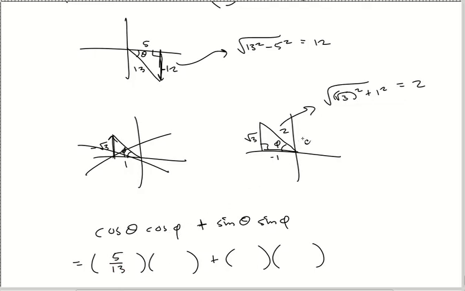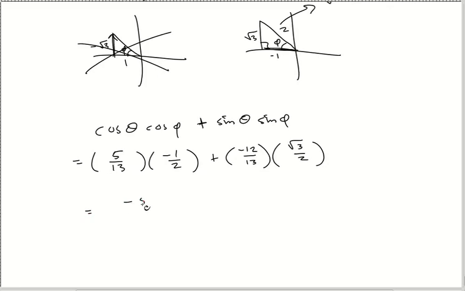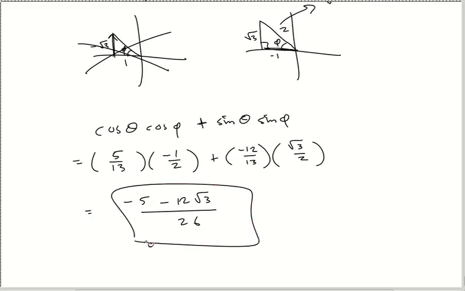Cosine of phi is going to be adjacent over hypotenuse, negative 1 over 2. Sine is going to be opposite over hypotenuse, negative 12 over 13. And then sine of phi is opposite over hypotenuse, square root of 3 over 2. Notice that we have a common denominator of 26, so negative 5 minus 12 square root 3, all over 26. That is definitely good enough.